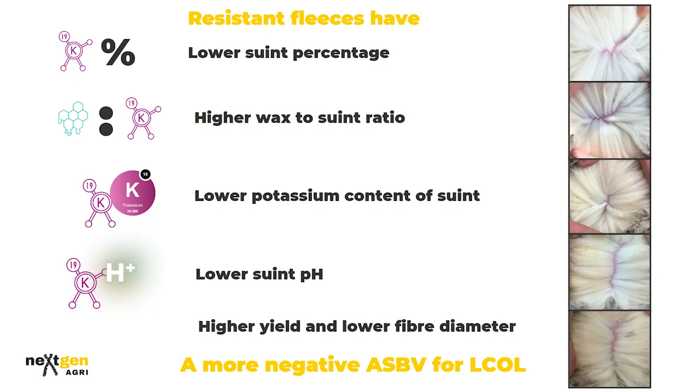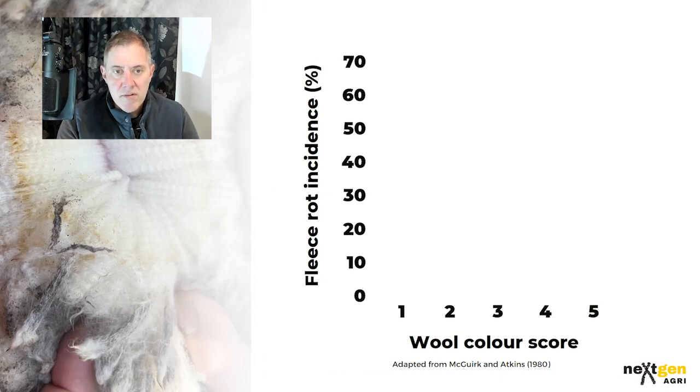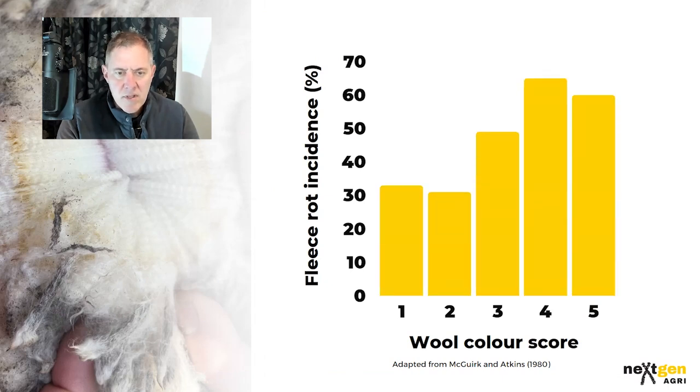We know that wool colour is unfavourably correlated with flystrike, so a higher wool colour score, meaning more yellow wool, tends to be more likely to get breech strike as well as body strike. If we quickly look at body strike, we've got fleece rot incidence, which then leads to body strike. We see that as the wool colour score goes up, the incidence of fleece rot goes up, and that's the main nasty in terms of body strike. But wool colour itself is correlated with flystrike in the breech as well.